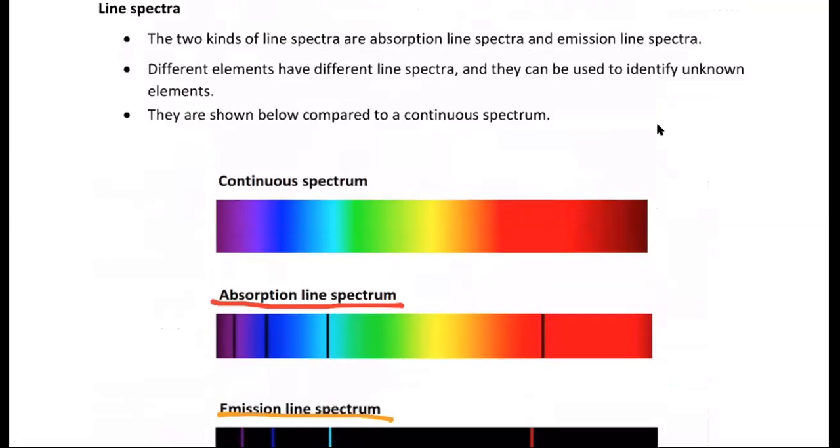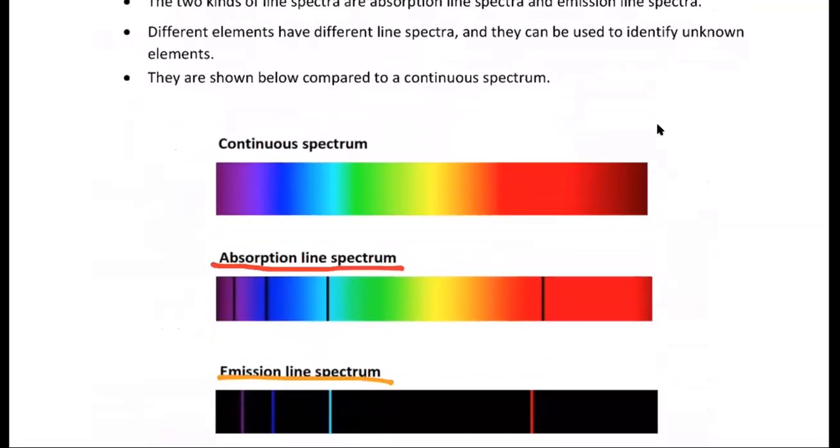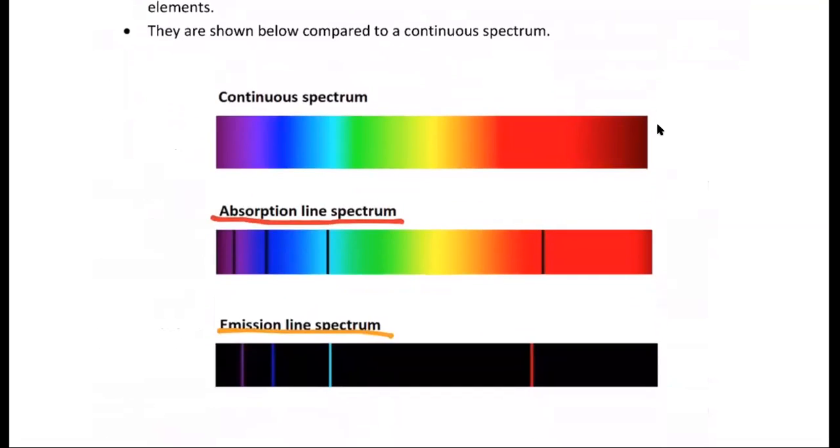And they go into more detail on this in your note videos on Canvas. But the difference is the absorption line spectrum has a colored background with black lines. And wherever the black lines are, that represents the colors that are absorbed by that substance or by that element. Whereas the emission line spectrum has mostly a black background with colored lines, and that one represents the colors of light that are being emitted by that substance or by that element.